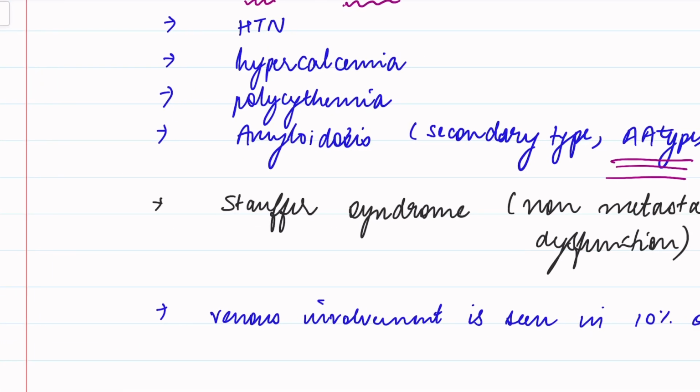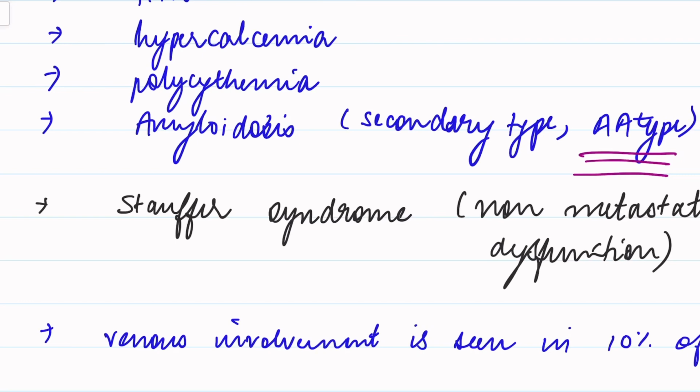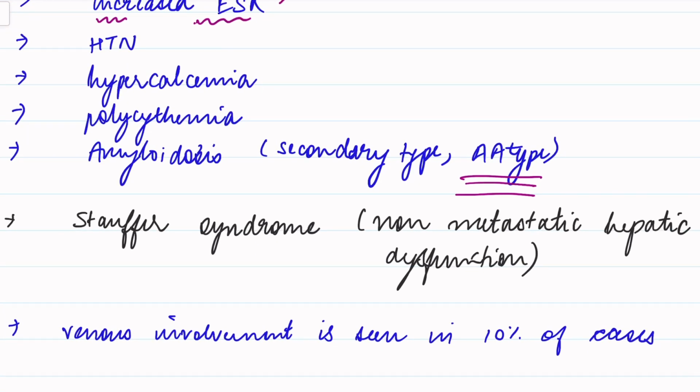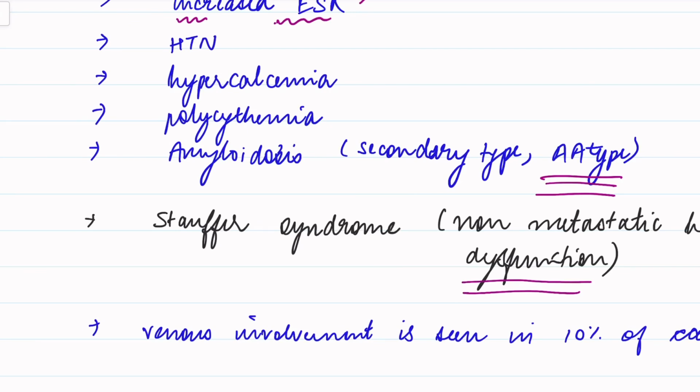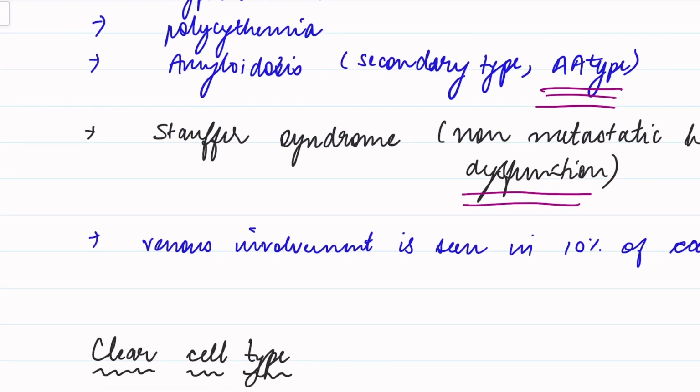Hypertension, hypercalcemia, polycythemia, amyloidosis, AA type of amyloidosis. Stauffer syndrome. What is Stauffer syndrome? It is a non-metastatic hepatic dysfunction. Non-metastatic hepatic dysfunction is Stauffer syndrome. Venous involvement is also seen in 10% of cases.